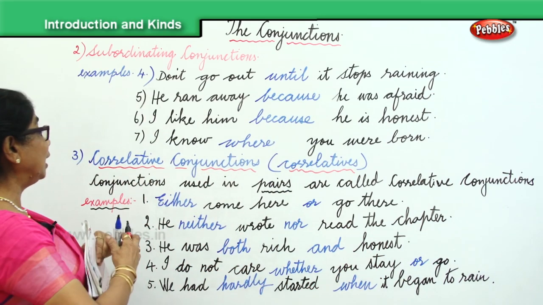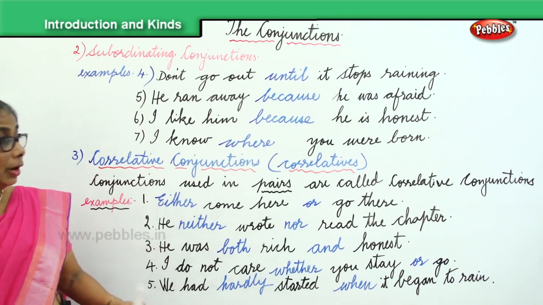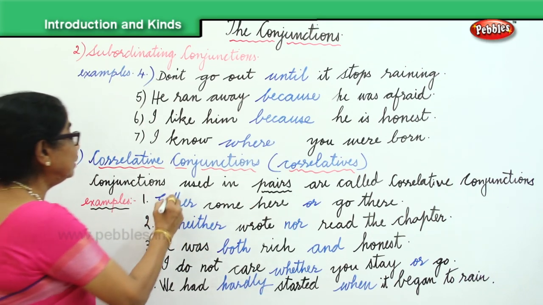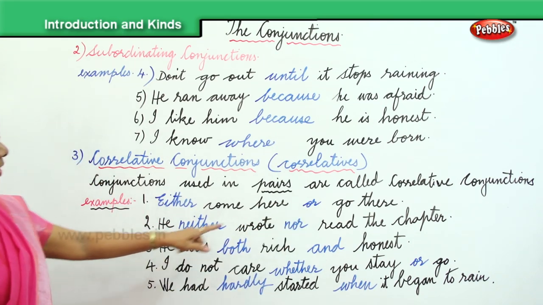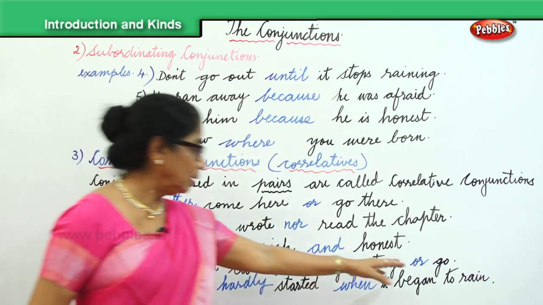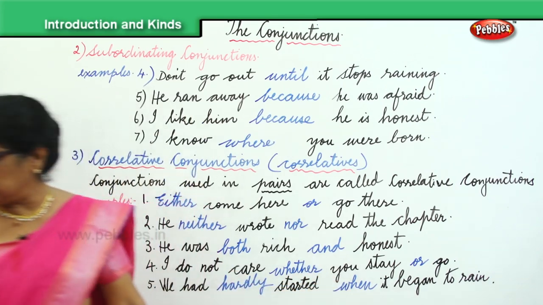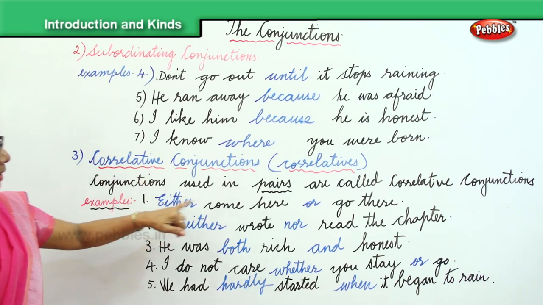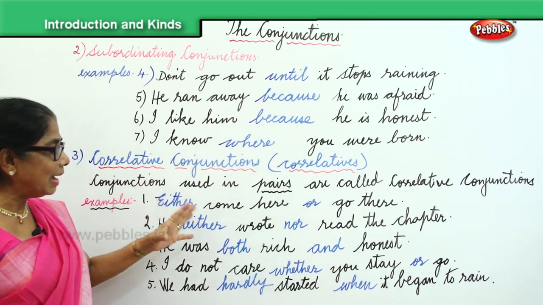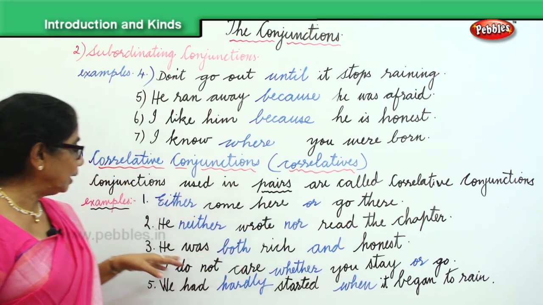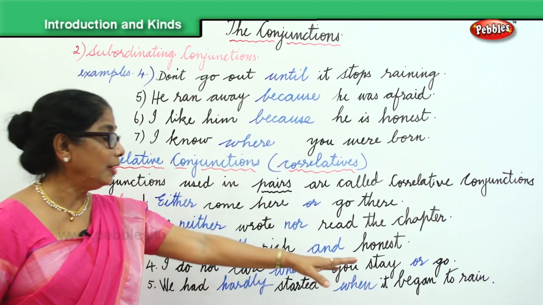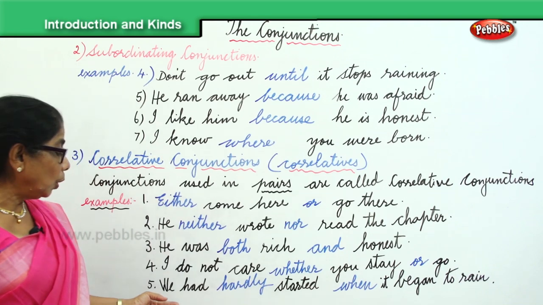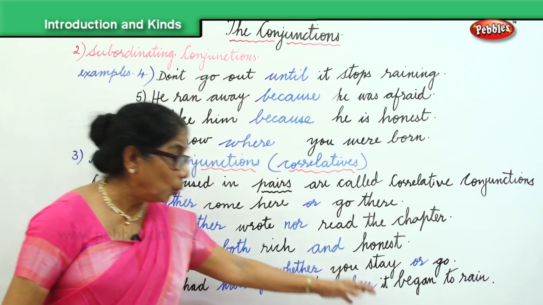We are talking about correlative conjunctions where pairs, two conjunctions, are used together. Say either or, neither nor, both and, whether or, hardly when. Two conjunctions, when you use them together, we say they are correlatives, or correlative conjunctions. Either come here or go there. He neither wrote nor read the chapter. He was both rich and honest. I do not care whether you stay or go. We had hardly started when it began to rain.